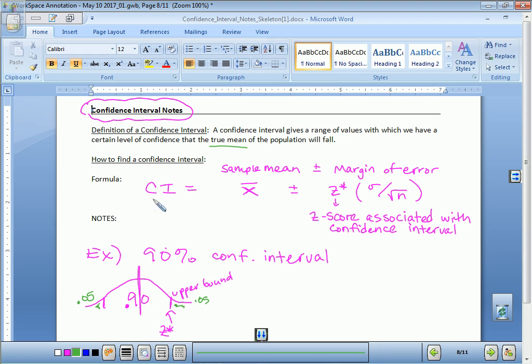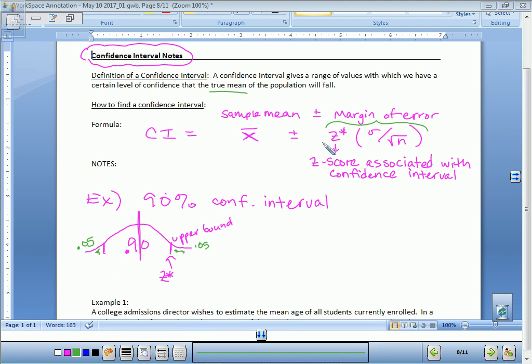population will fall. So the formula we talked about for confidence intervals is the sample mean plus or minus the margin of error. Now this is our calculation to find the margin of error. Z star is the z-score associated with the confidence interval. And this is sigma, which stands for the standard deviation of the population, and n is the size of the sample. And then x bar is our sample mean. Now we have to figure out how to find that z star.